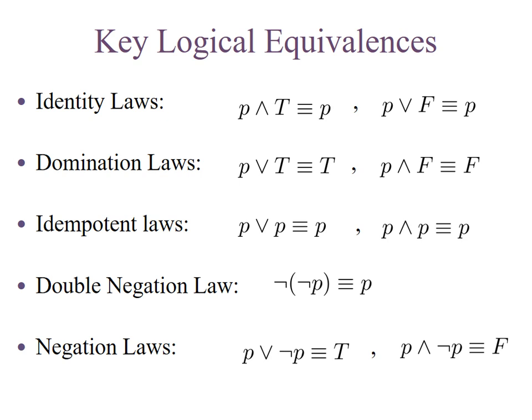If you remember in linear algebra, we have the identity matrix, right? Every matrix times the identity matrix equals itself. So the concept is very similar. If we apply P and T, or P or F, then the result is P. Under these operations, the result is always itself. So we call this identity laws.